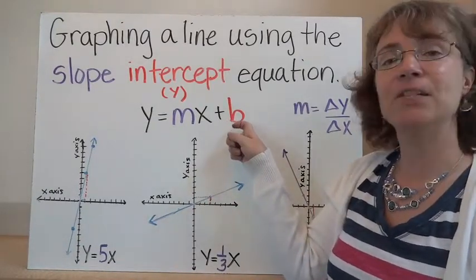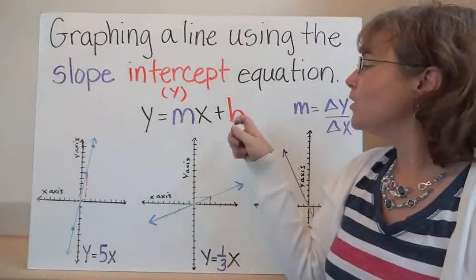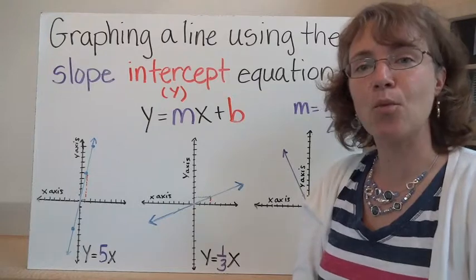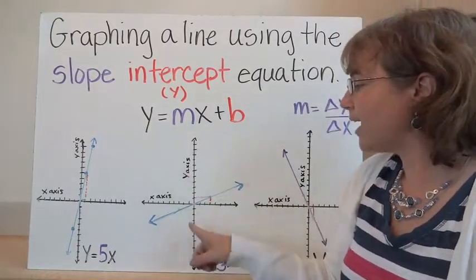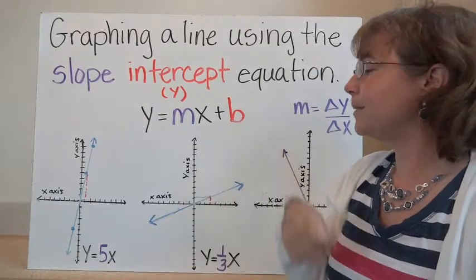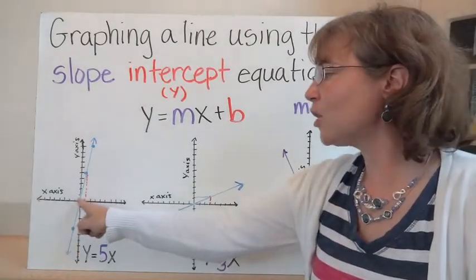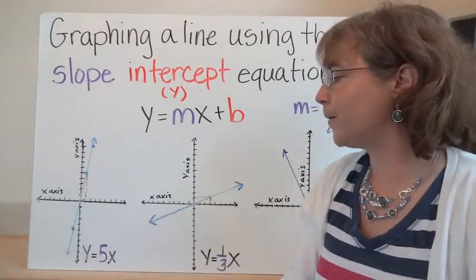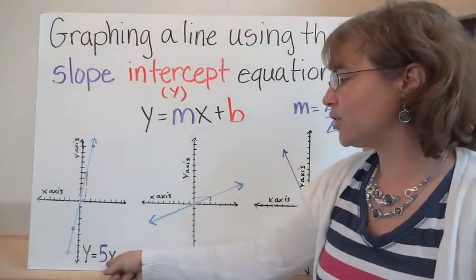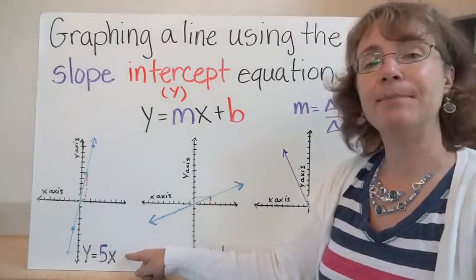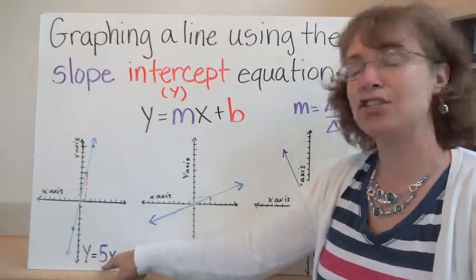Let's first look at cases where b is equal to 0. The y-intercept is where the line crosses the y-axis. It's the point on the y-axis that the line crosses. And so when we look at where b is equal to 0, it's going to cross the y-axis and the x-axis in this case at 0. So this equation right here, y equals 5x, has our y-intercept at 0. It only has our slope.